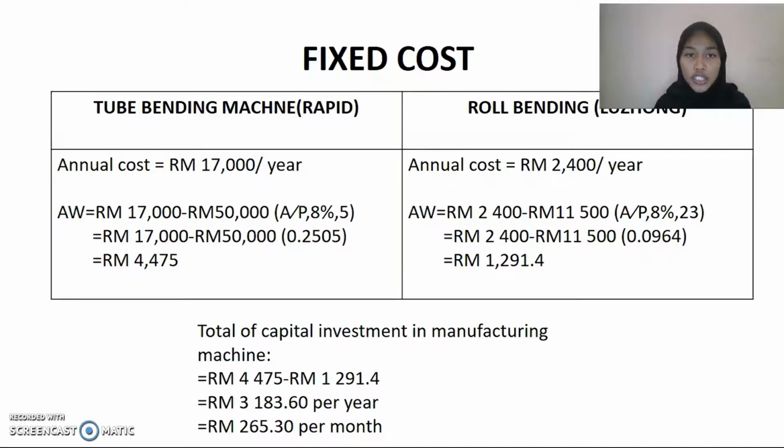the tube machine minus the roll bending machine, and we found that it is 3,183.60 per year. After that, we want to find the amount per month. We divide 3,183.60 by 12. The answer is 265.30 per month.